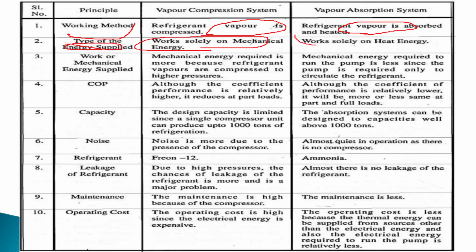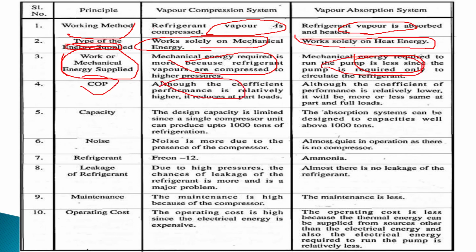In the case of the principle of energy supply, here solely compression work is done. Here the work is solely heating the solution to vaporize the ammonia. So, mechanical energy is supplied to the compressor. But here, a small pumping work and then heating is required to vaporize the ammonia refrigerant. COP is always higher for vapor compression compared to vapor absorption.